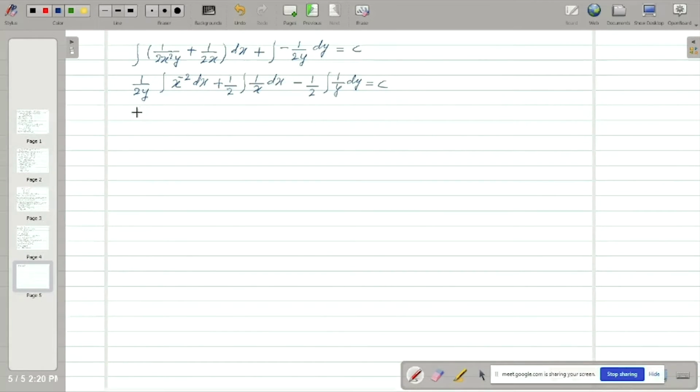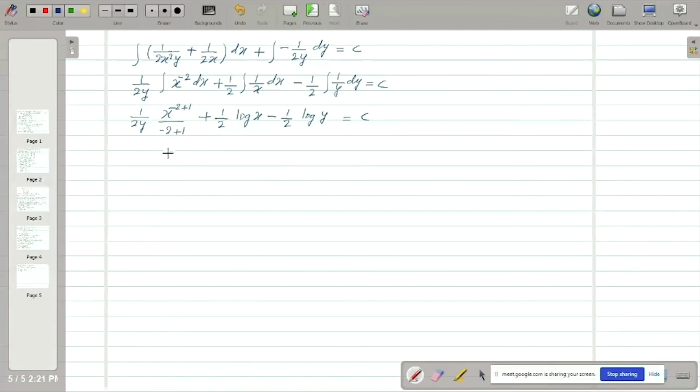Just integrate it. So 1 upon 2y, this becomes x raised to minus 2 plus 1 divided by minus 2 plus 1. Okay, and plus 1 upon 2, integration of 1 upon x is what? Log x, minus 1 by 2, and this is log y, and this equal to c. Okay, just simplify this.